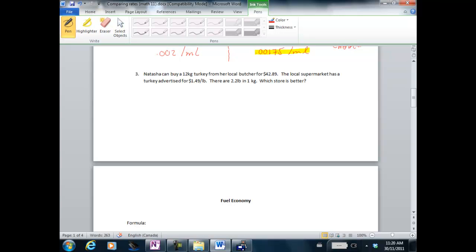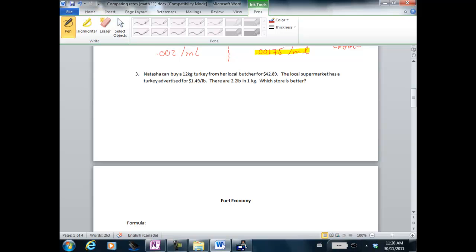Natasha can buy a 12-kilogram turkey from her local butcher for $42.89. Your question is this: which place is better, her butcher or the supermarket?